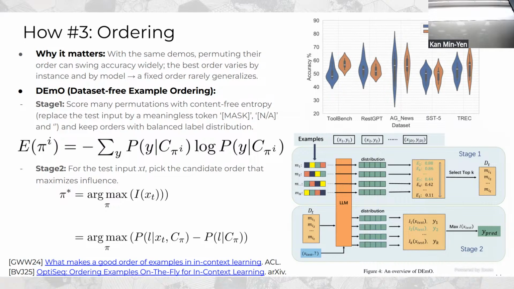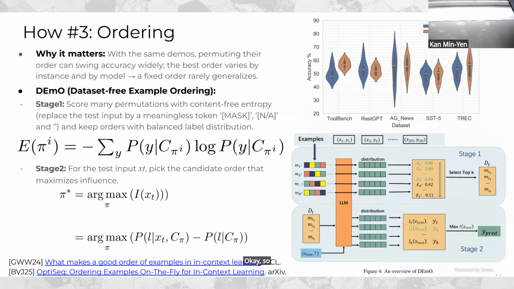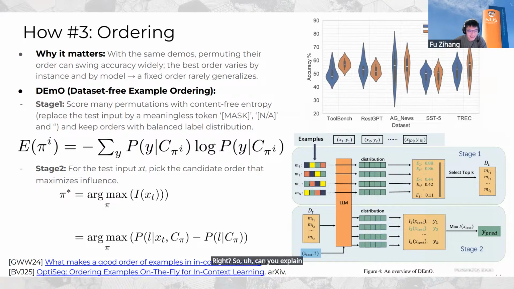So how do you want to elaborate? Yeah, I think you are right. Okay, so just make it clear from stage 1 and stage 2, right? So we have 2 formulas here, right? Yeah. So can you explain these formulas for us?